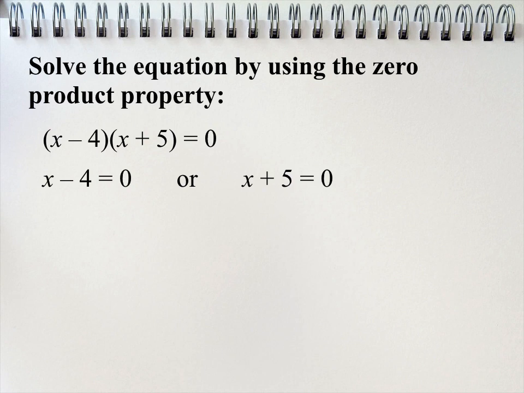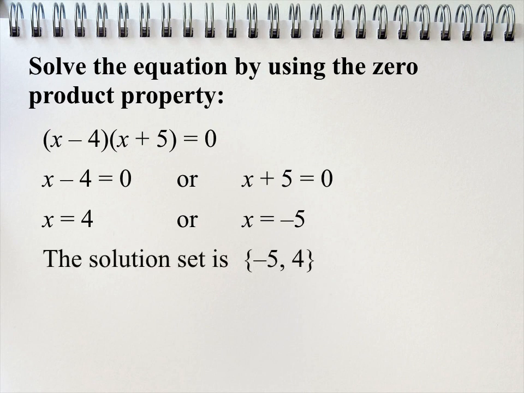And so now we solve these simple linear equations and we get that x equals 4 or x equals -5. Therefore, those are the two values that will make the quadratic equation 0. Our solution set then is -5 and 4. There are two roots to this quadratic equation which was in factored form.